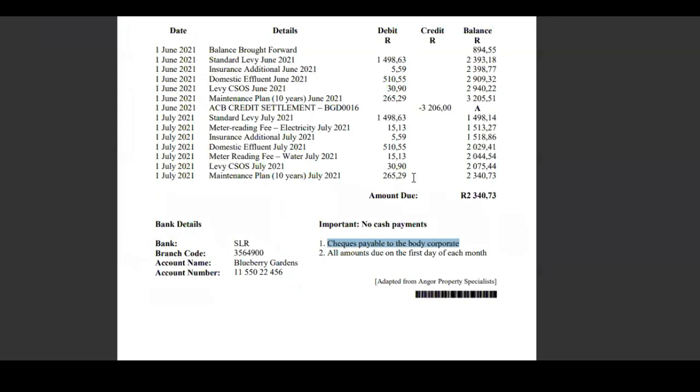2.1.7, it says the estate has 49 units. So let's calculate the 49 units times the levy cost, which you check here. The levy cost is this one here, 30 rands 90 cents. So multiply by 30 rands 90 cents. What answer do you get? So 49 units, each has to pay 30 rands 90 cents, and you end up having 1,514 rands and 10 cents.